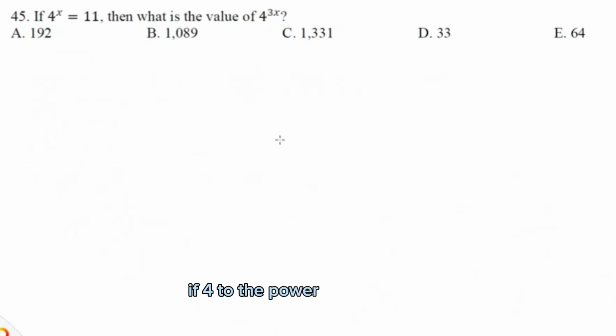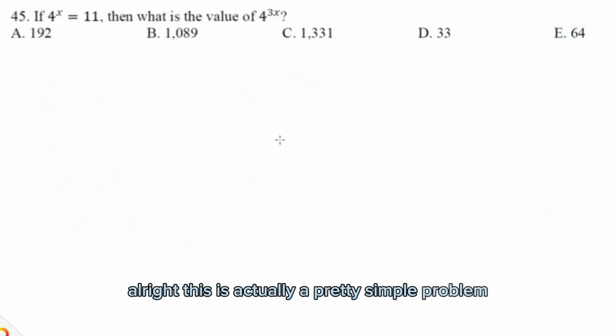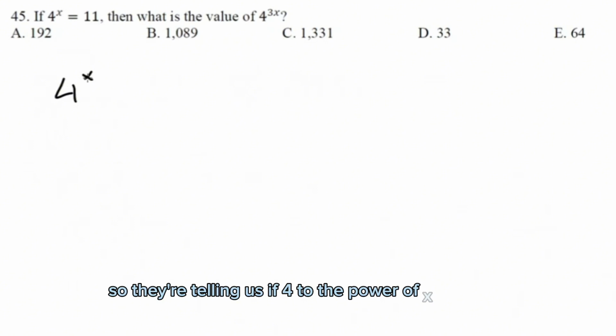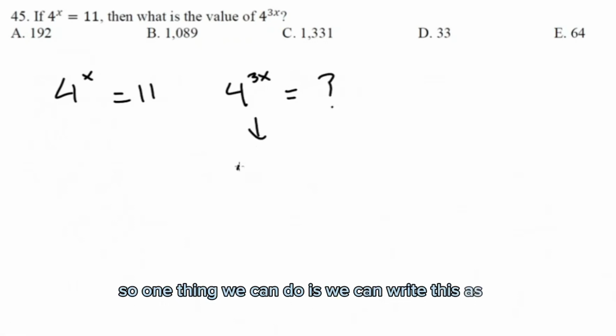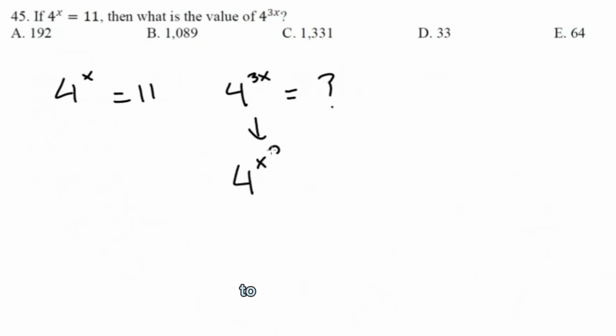Next, number 45. If 4 to the power of x equals 11, then what is the value of 4 to the power of 3x? Alright, this is actually a pretty simple problem. They're telling us that 4 to the power of x equals 11, and we have to find what 4 to the power of 3x is. One thing we can do is write this as 4 to the power of x, to the power of 3.